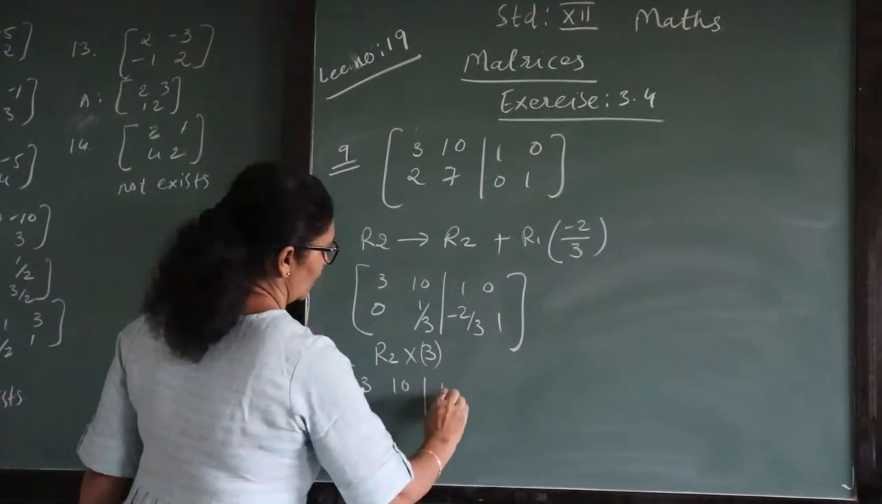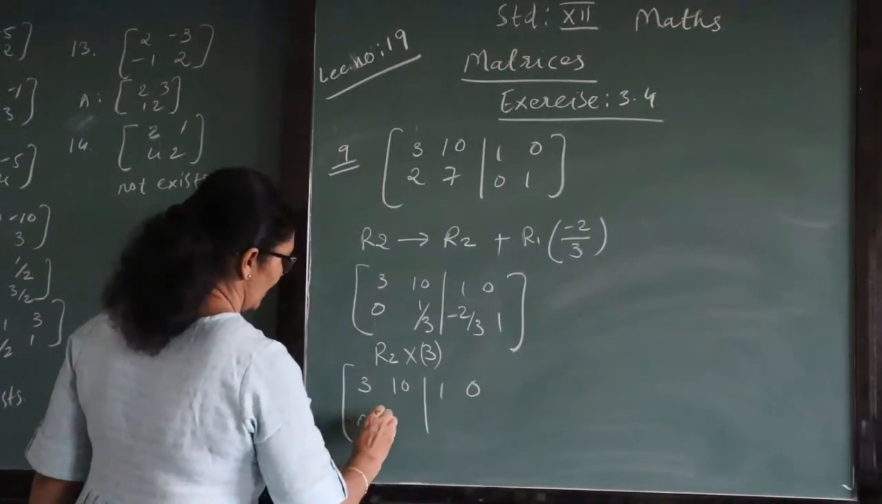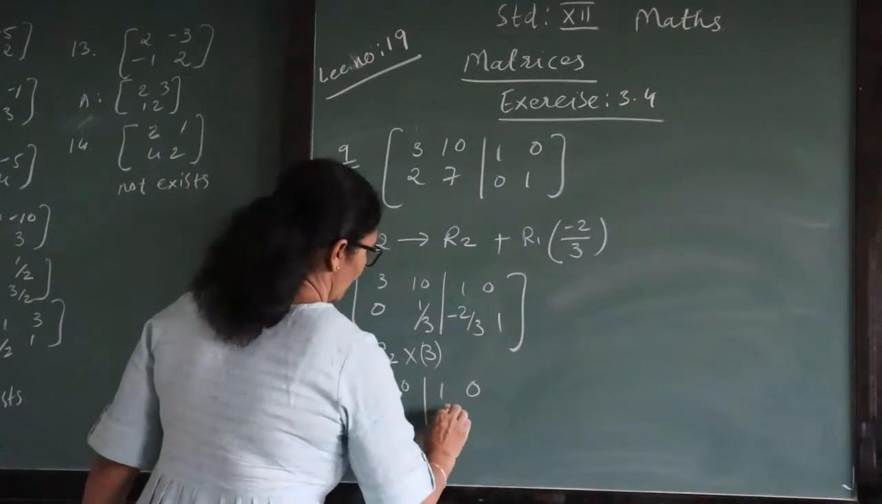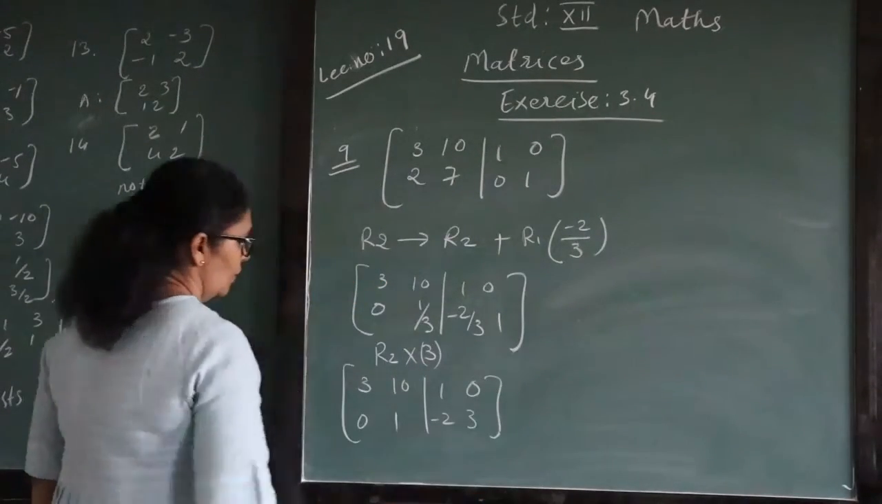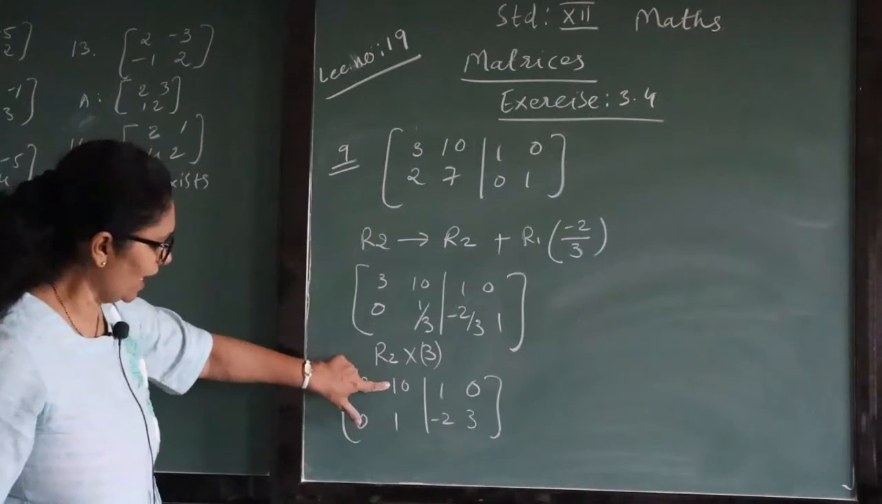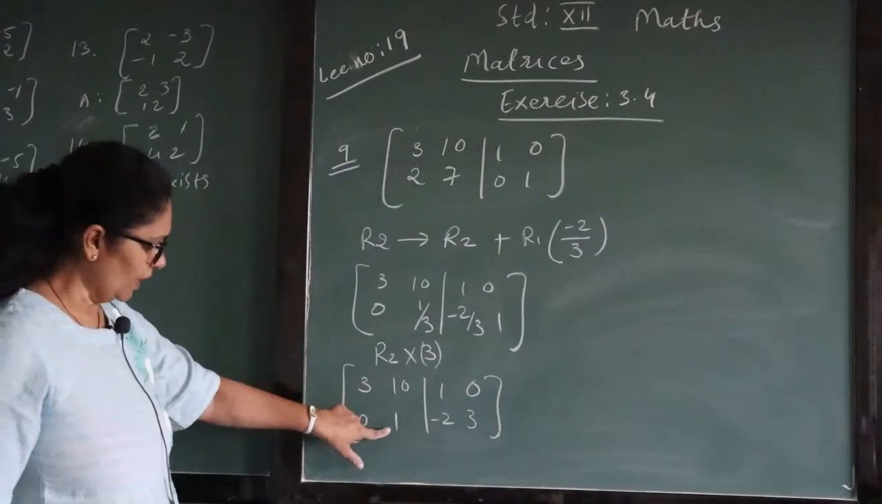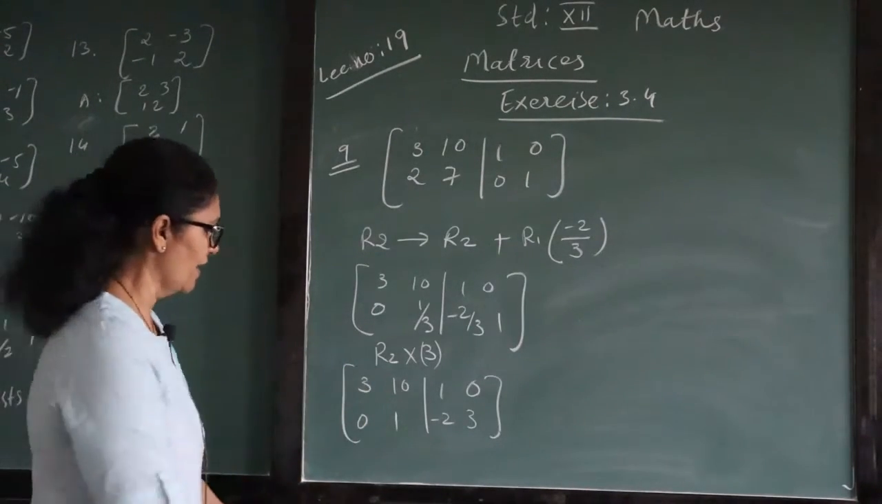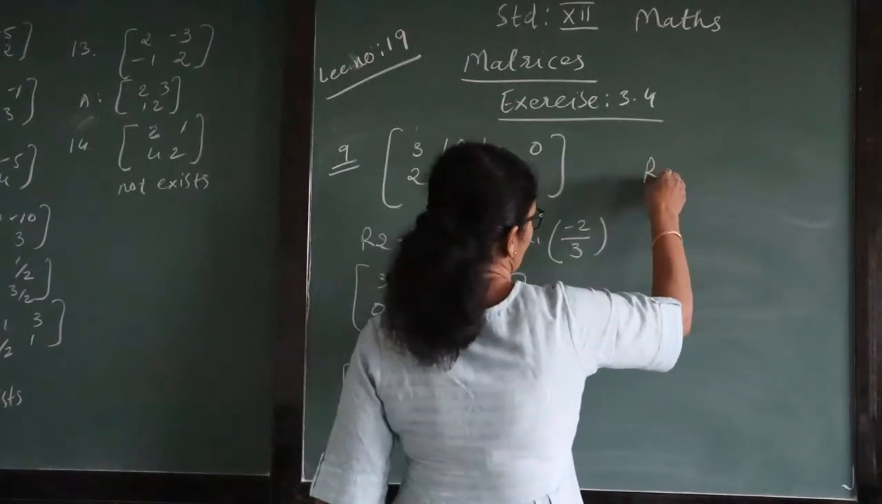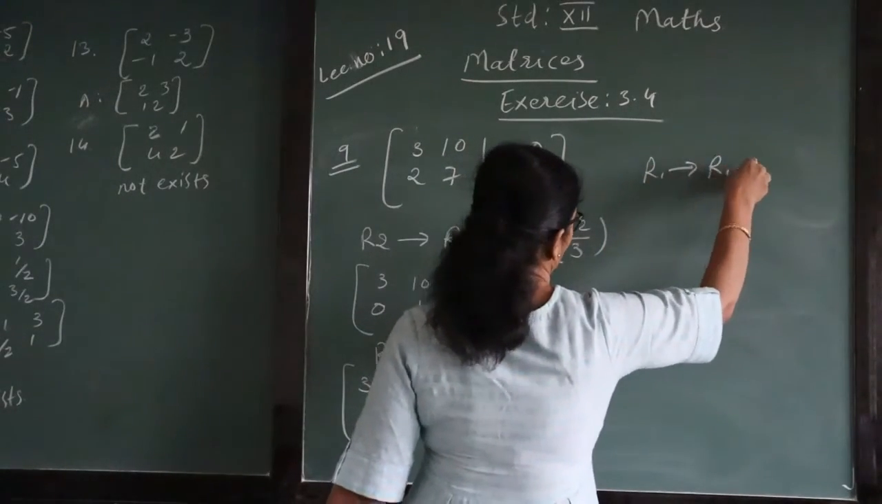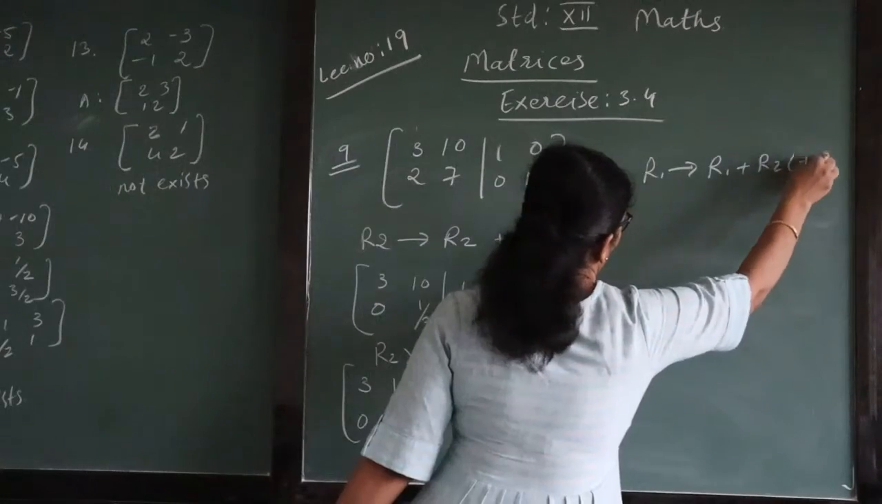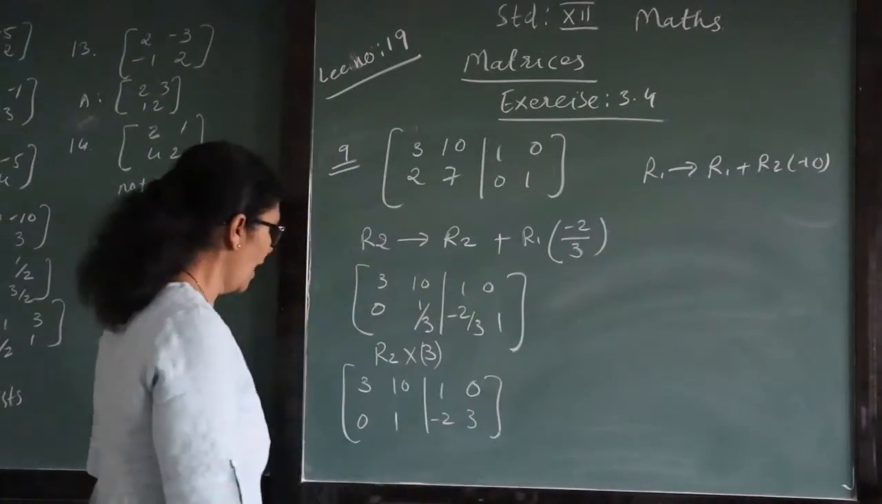3, 10, 1, 0 as it is. When you multiply by 3, you get here minus 2 and here 3. Okay, still we don't want 10, we want here 0. So multiply this with minus 10 and add in first. Now we are making change in first. So how can you write? R2 multiply by minus 10 and add in R1.